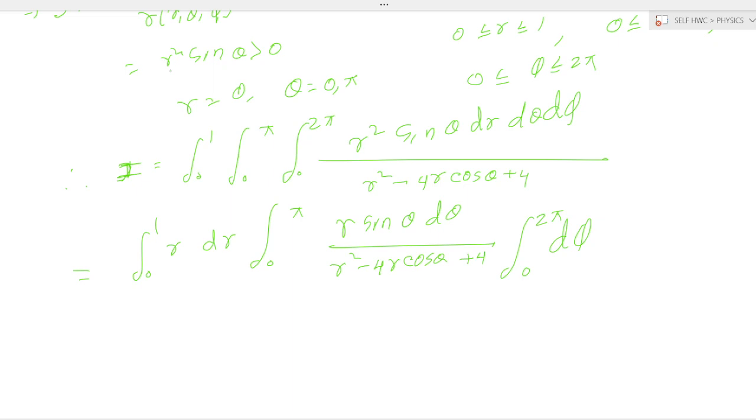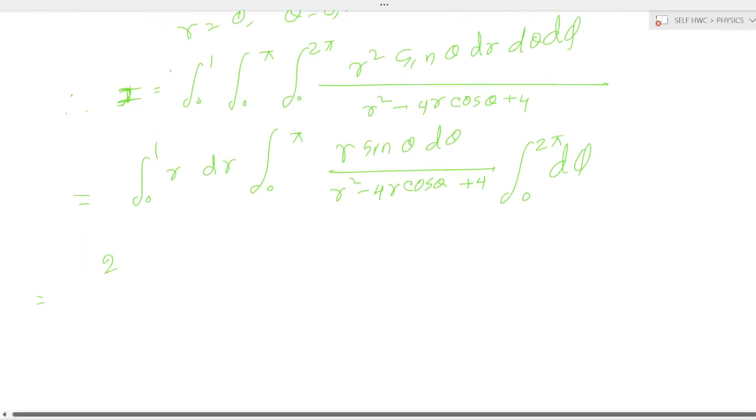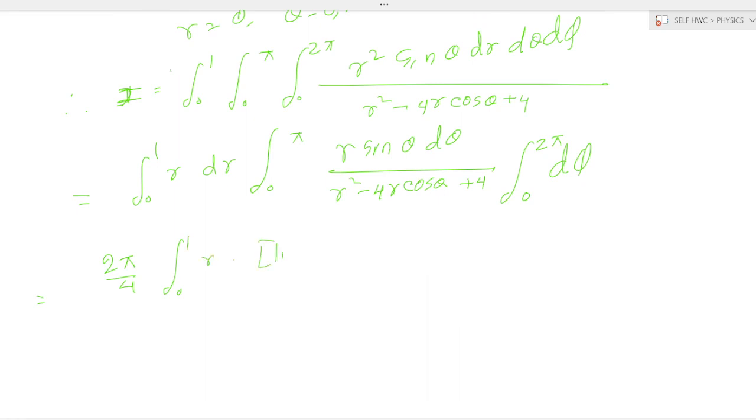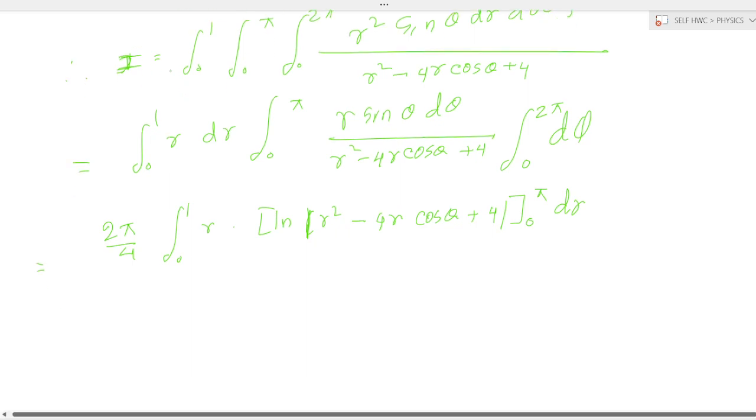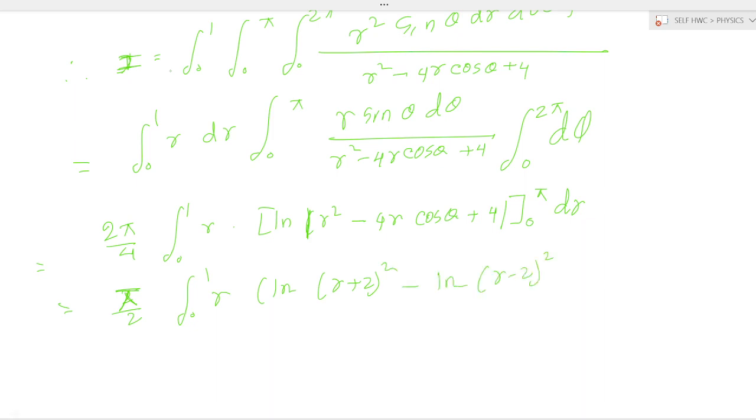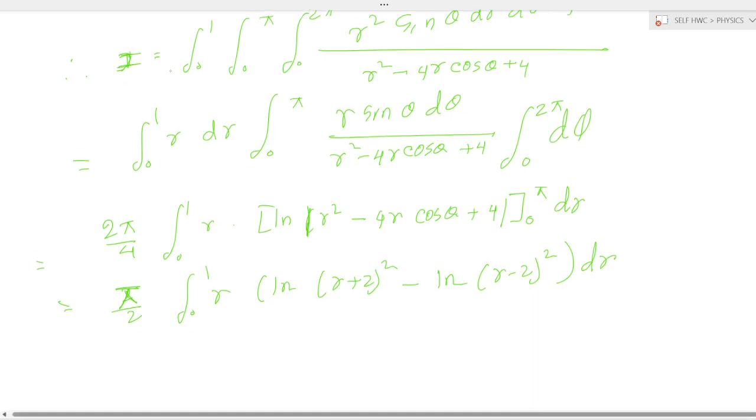Okay, and into d phi gives 2 pi by 4, and this value is the integral from 0 to 1 of r times ln of (r² − 4r cos theta + 4), with theta from 0 to pi, dr, and is equal to pi by 2. Okay, the integral from 0 to 1 of r times [ln (r+2)² − ln (r−2)²] dr.